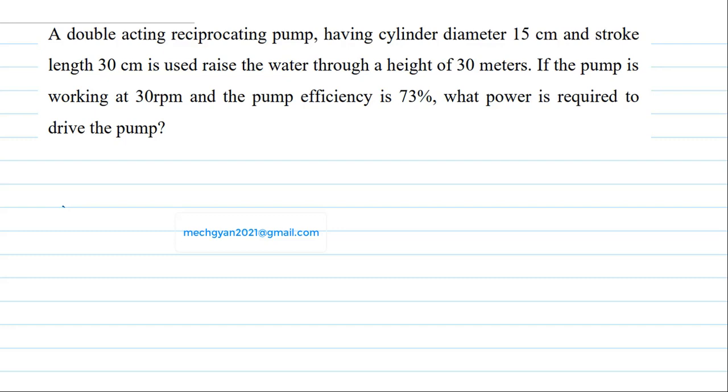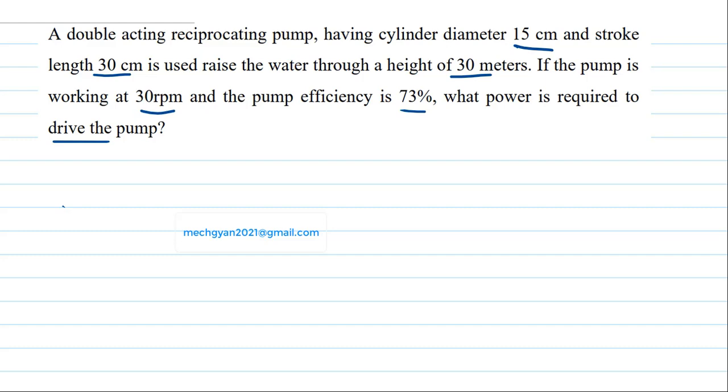So a double acting reciprocating pump having cylinder 15 cm and stroke length 30 cm is used to raise the water through a height of 30 meter. The pump is working at 30 rpm and pump efficiency is 73%. What power is required to drive the pump? Power required to drive the pump is what was asked.